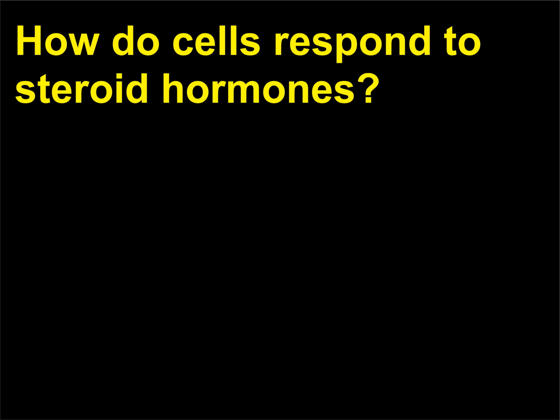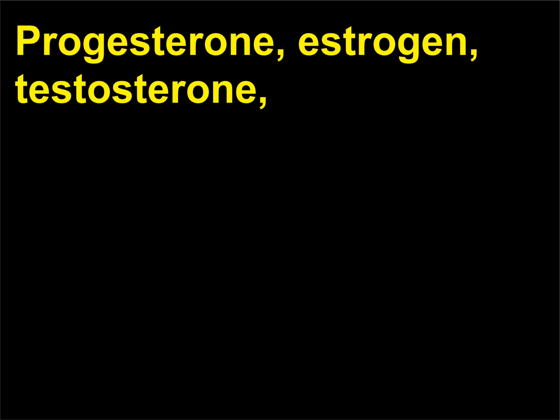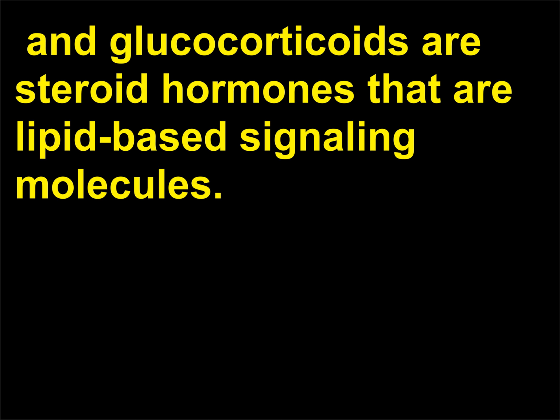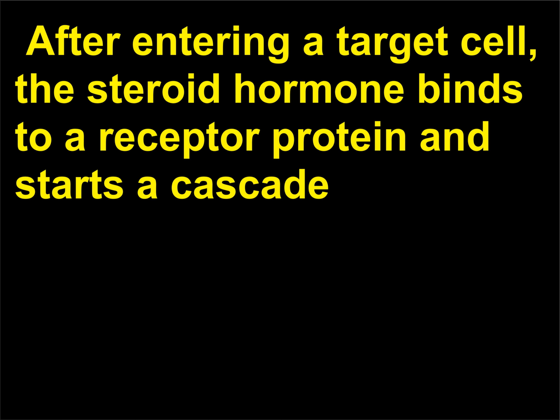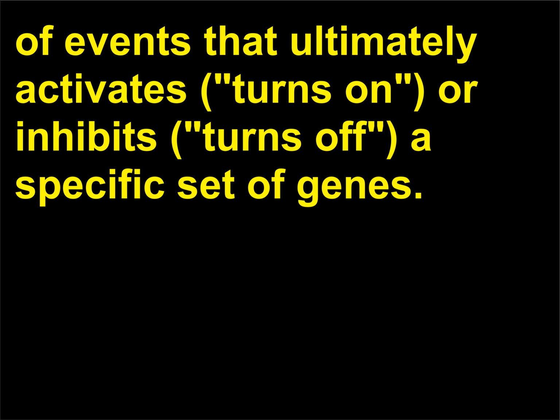How do cells respond to steroid hormones? Progesterone, estrogen, testosterone, and glucocorticoids are steroid hormones that are lipid-based signaling molecules. After entering a target cell, the steroid hormone binds to a receptor protein and starts a cascade of events that ultimately activates (turns on) or inhibits (turns off) a specific set of genes.